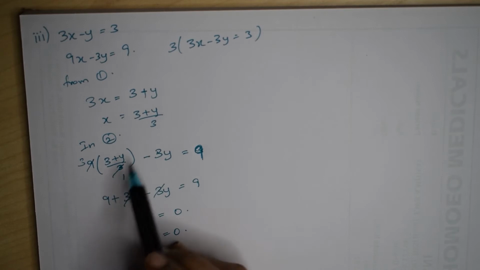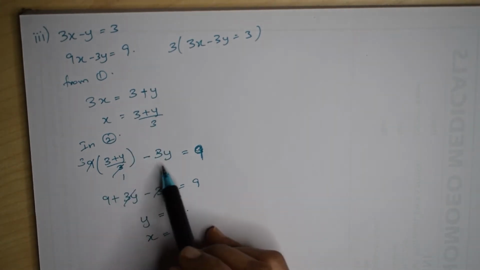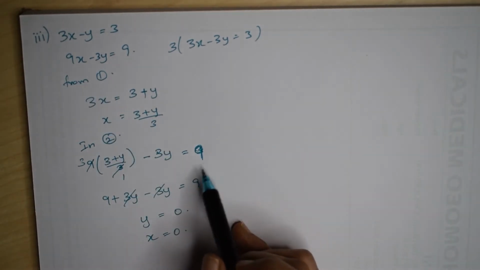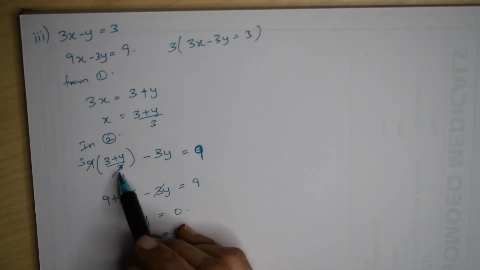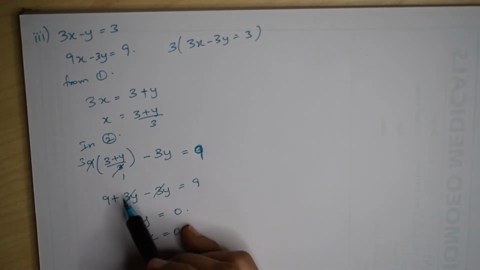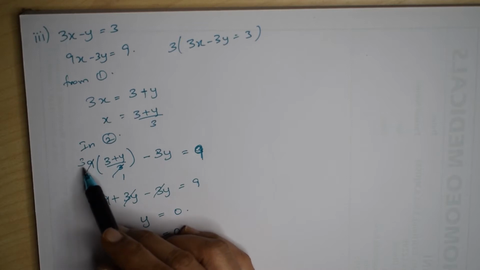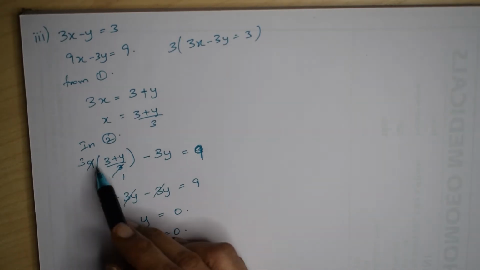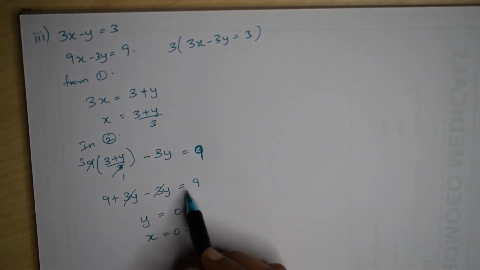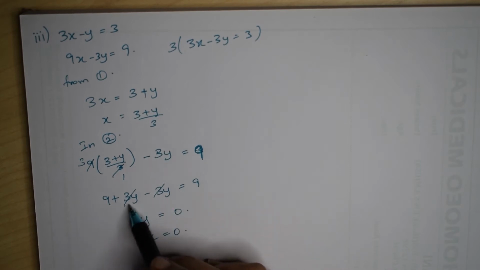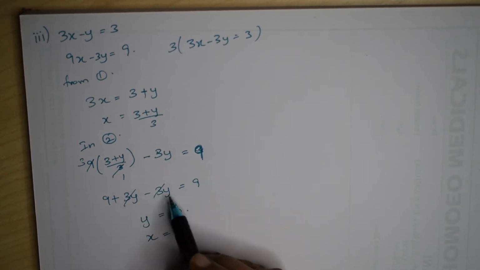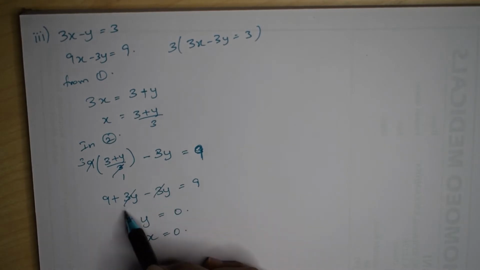So 9 into (3 plus y) by 3 minus 3y is equal to 9. I can cancel this 3 and 9. When I cancel, I get 3 3s are 9 plus 3y minus 3y is equal to 9. Here it is plus 3y and here it is minus 3y, so both the terms get cancelled. So I have 9 is equal to 9. It means y is equal to 0, x is equal to 0.